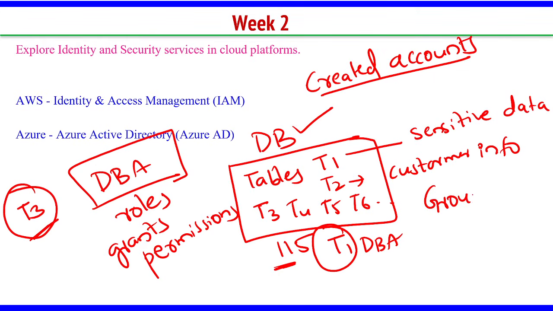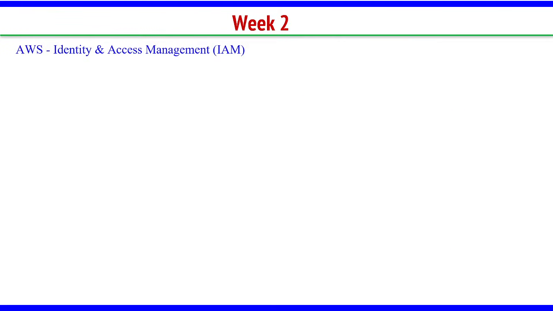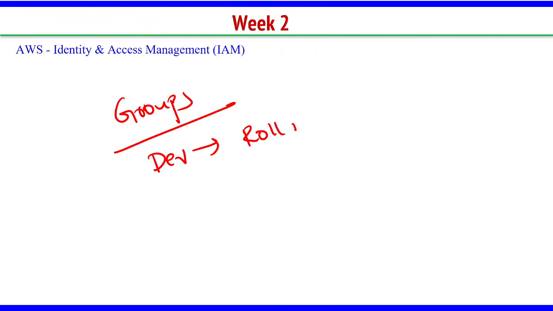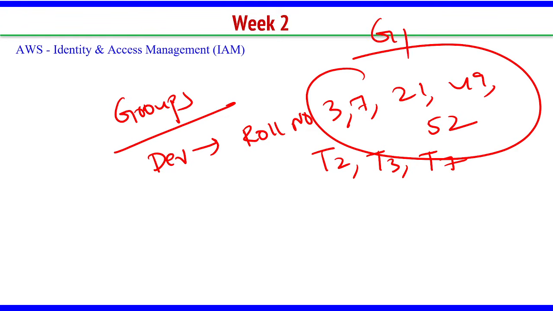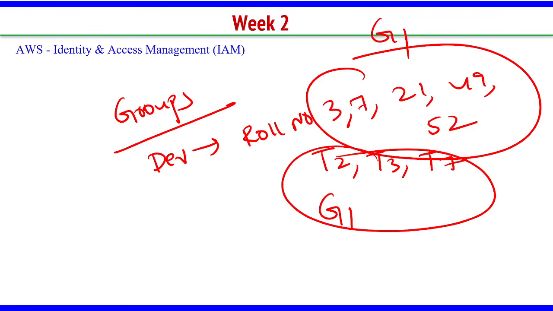I do not know whether you have studied this in database or not. We can create a group, let's say a development group. Let me talk about groups here. Development group: there are roll numbers, let's say 3, 7, 21, 49 and 52. These are developers. For these fellows, I will give access to tables T2, T3 and T7. I will map them into a group, say group G1, and they can access these 3 tables. So these are group 1 tables.